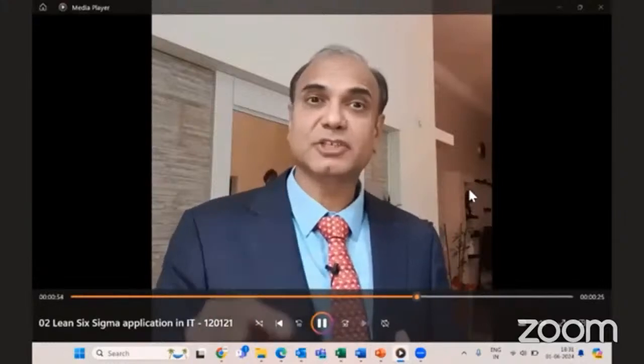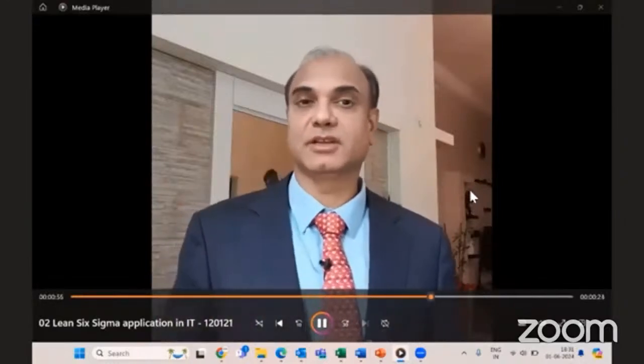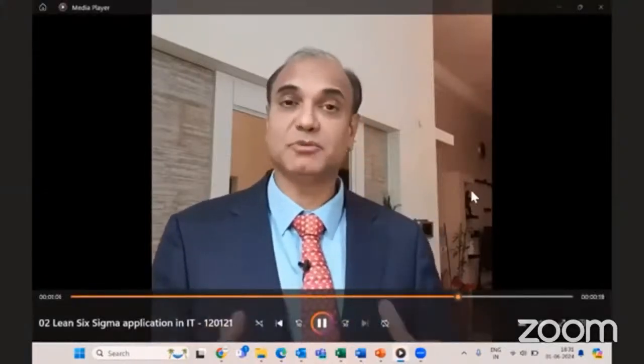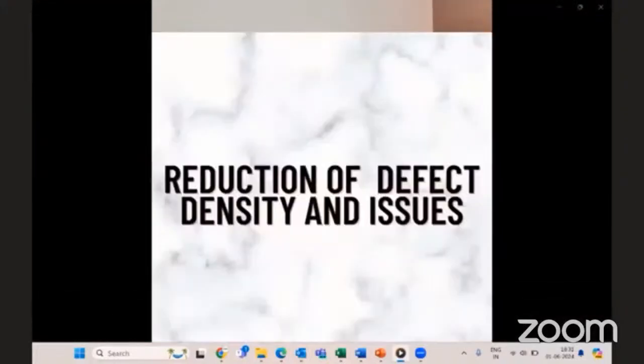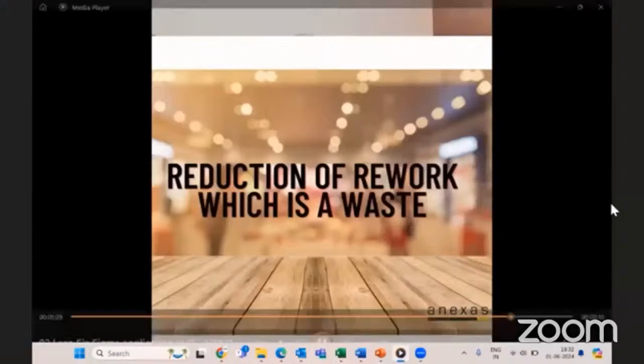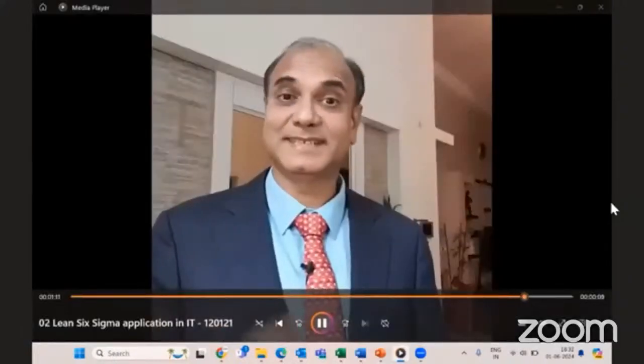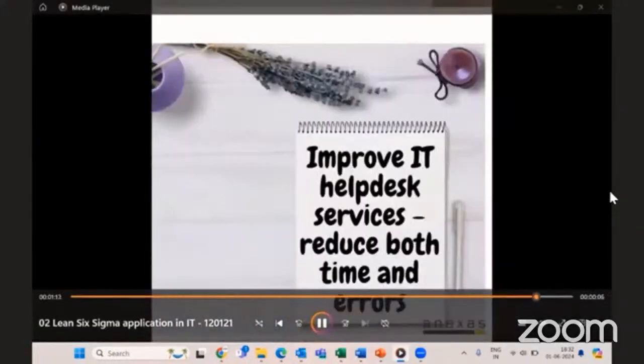Six Sigma gives you a very precise way to demonstrate the real value of technology, and it helps us improve the way we deliver that value. So how do we improve IT operations? By choosing projects. You can choose many projects like reduction of defect density in issues, reduction of rework, which is waste, reducing the testing times, improving the IT help desk services by reducing both the time and errors.